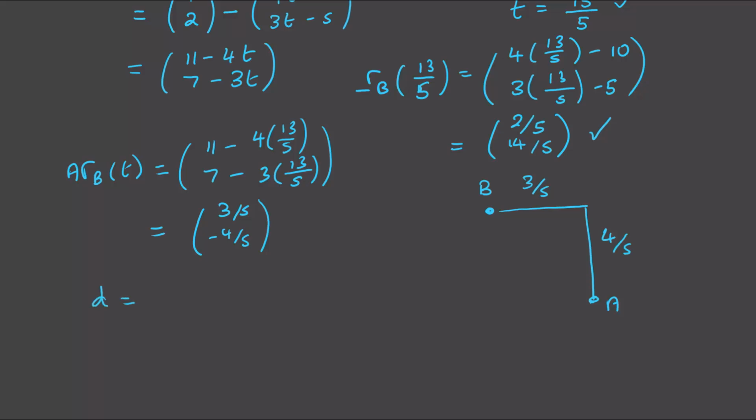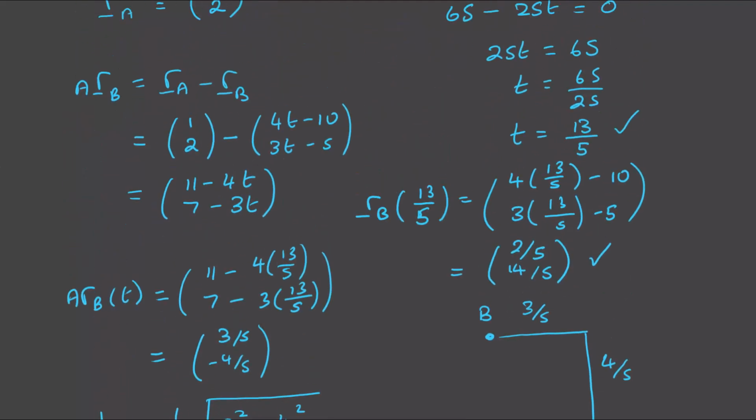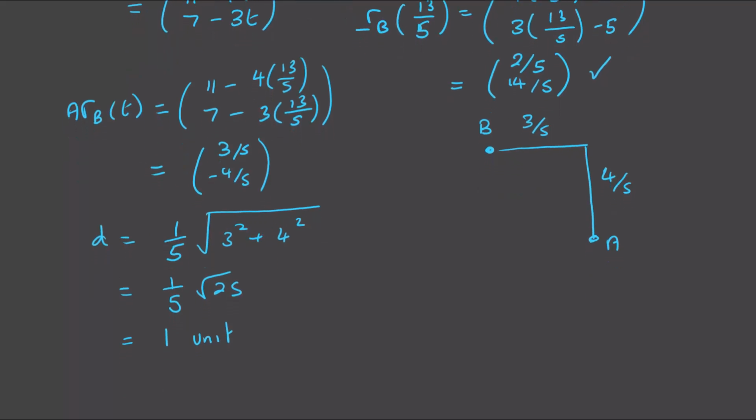And so if we want the distance, we just want the modulus of this vector. We can take out the 1/5, and then we have the square root of 3 squared plus 4 squared. So that's 1/5 of the root of 25. And since the root of 25 is 5, that gives us 1 unit. And in actual fact, we know the units, don't we? The units were in meters, so it would be 1 meter.